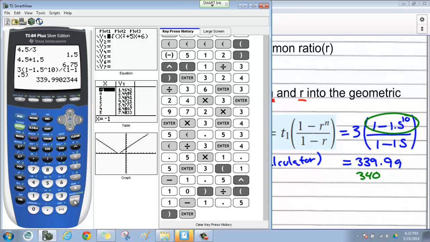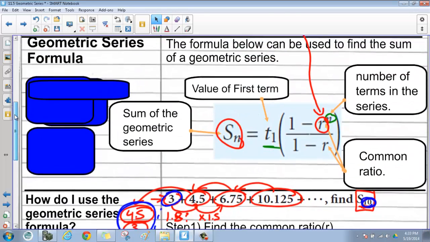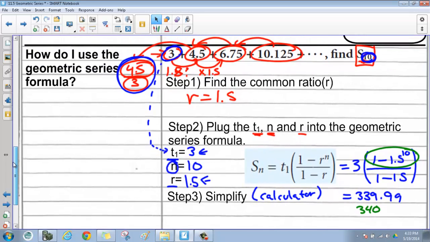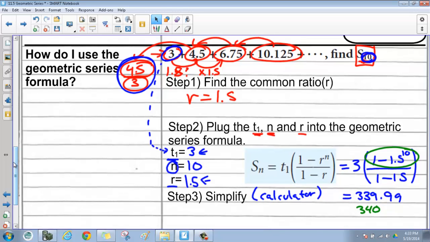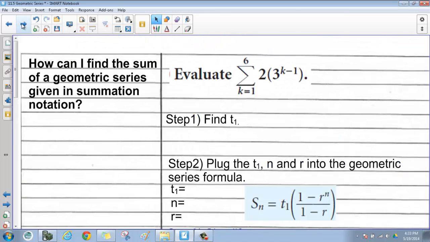340. So that is how you can use the geometric series formula to solve a problem giving a geometric series. You can see how useful that would be if you wanted to find, like, the first 100 terms. Oh gosh, that would be useful, wouldn't it? Let's go to the next page. What are we finding out?